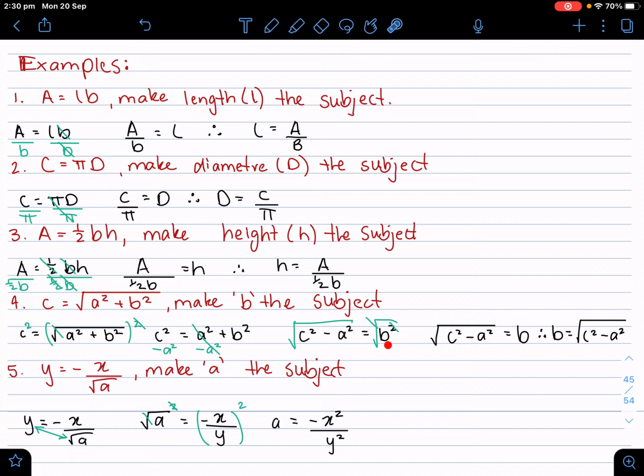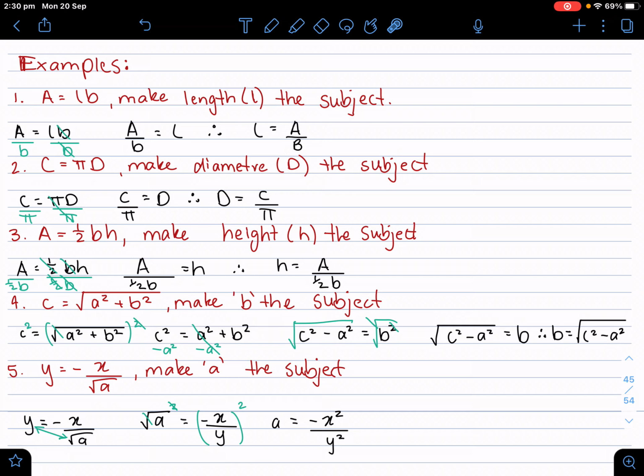Now b is still not by itself. I still have b squared. So what's the opposite of b squared? Well, what's the opposite of squared? It's square root. So I square root both sides. They cancel that off. I'm left with b by itself and square root of c squared minus a squared on this side. So now I made b the subject. There's a few steps happening there. Maybe you go back and try that yourself.